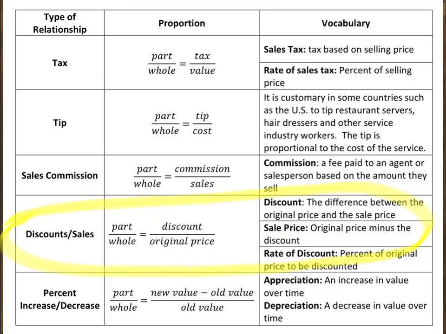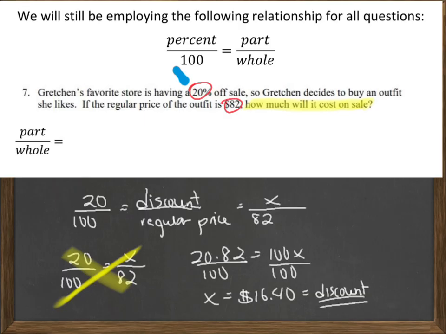So if I go back to this relationship here, I really need to add another relationship here, and that is the fact that the sale price is the original price minus the discount. So I have to do a little bit of extra work here. Let's write that out.